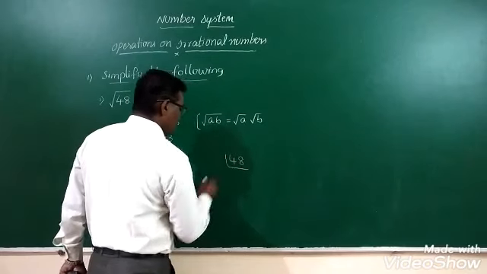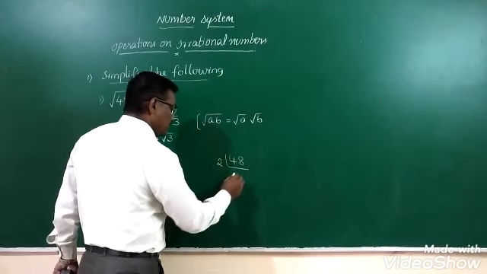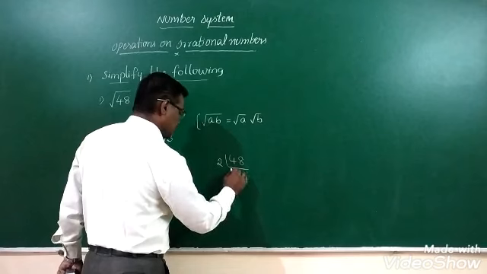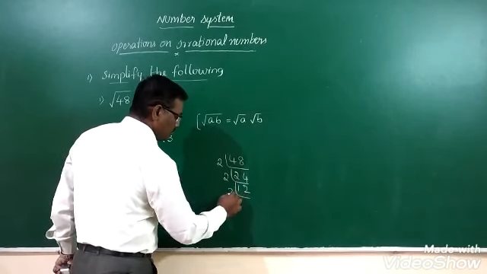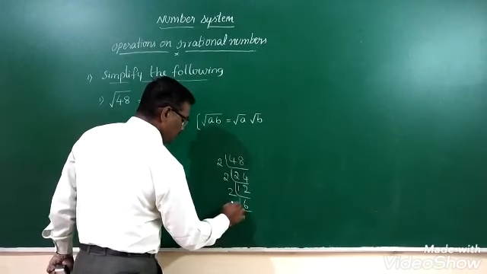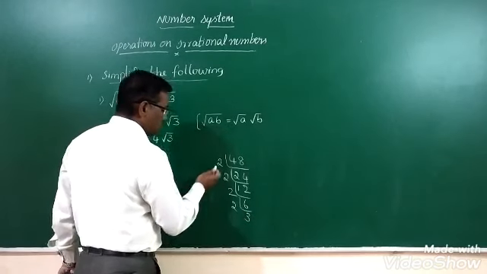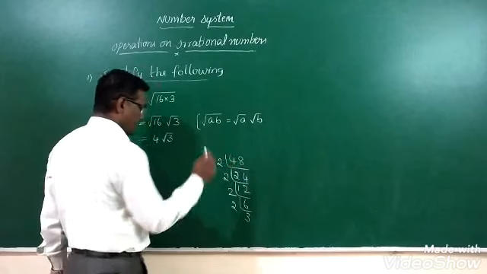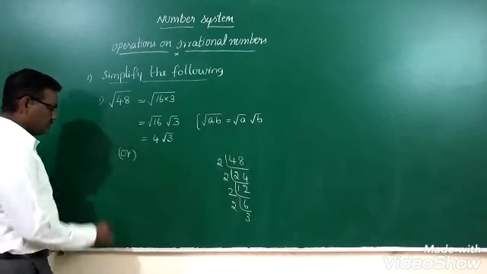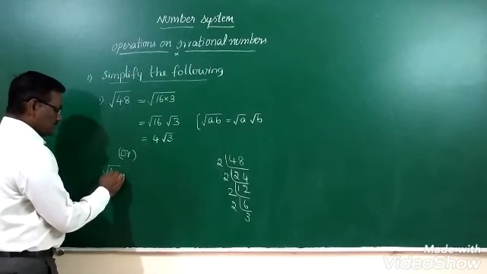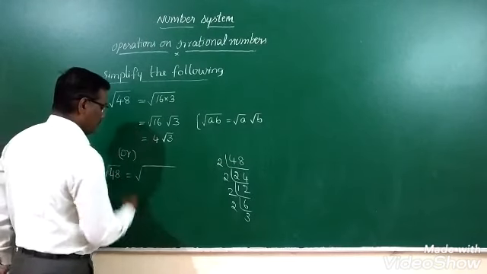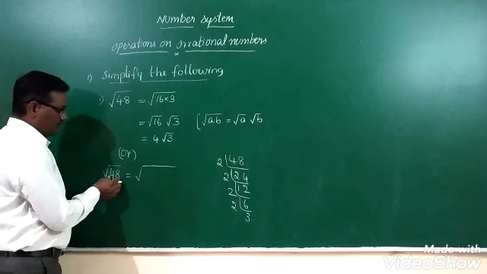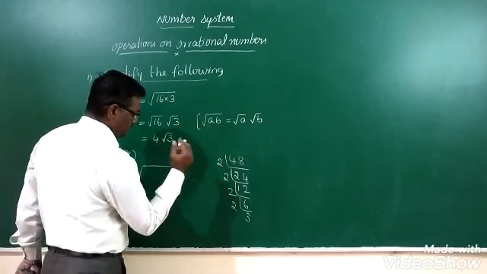Here you can simplify: 2 2s are 4, 2 4s are 8, 2 8s are 16, 2 3s are 6. These are the prime factors of 48. So we are finding the square root of 48, and we have the prime factors here.